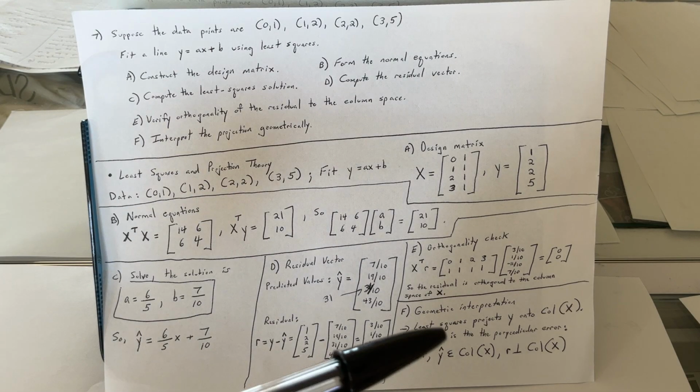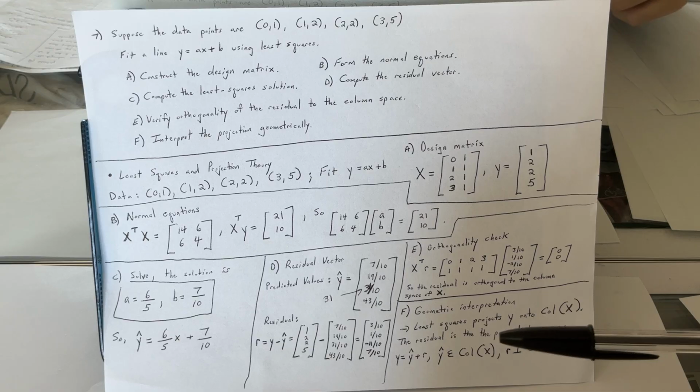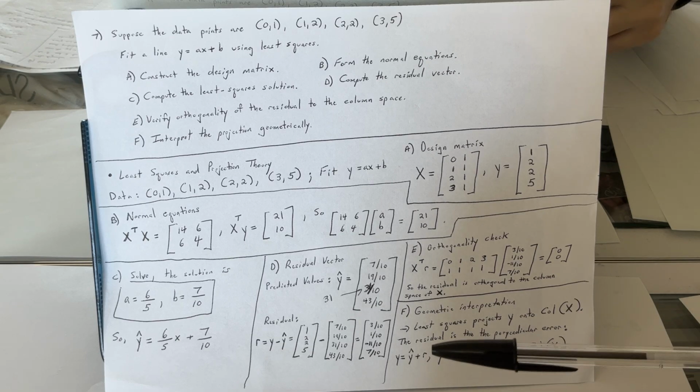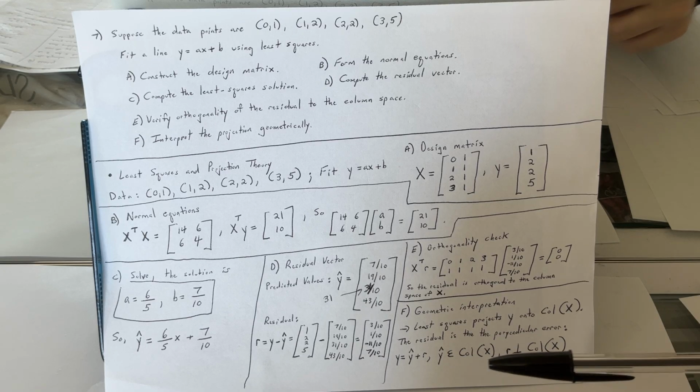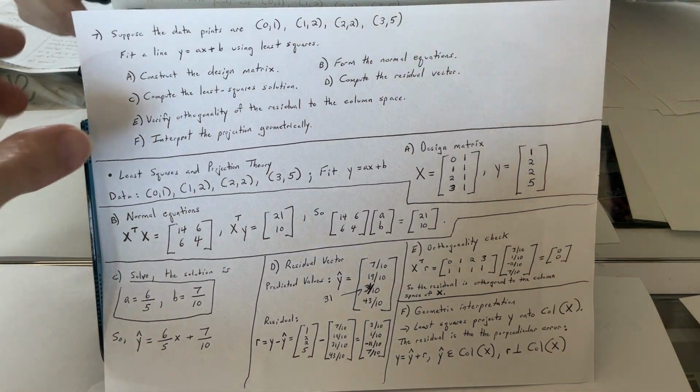Part F, the geometric interpretation: least squares projects y onto col X. The residual is the perpendicular error, so y equals y hat plus r, where y hat is the element in col X and r is perpendicular to col X. So that's number 7. Moving on to number 8.